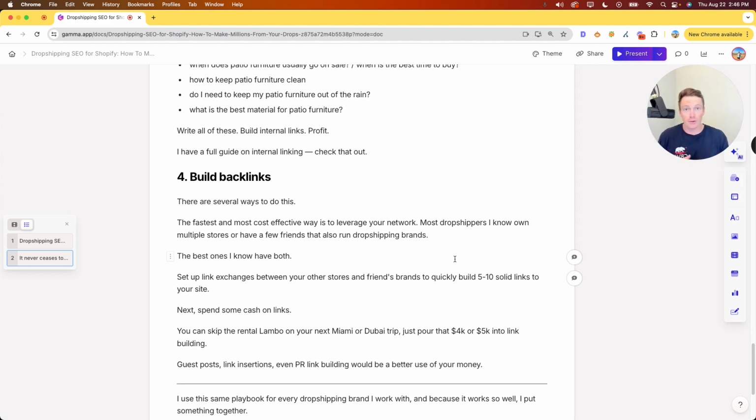Okay. After you've done that, spend some cash on links. You don't need a rental Lamborghini in Miami, Dubai, whatever. If you're going to drop $4,000 or $5,000 on a dinner or a Rolex, just pour it into backlinks and you can buy yourself 10 Rolexes down the road. All right. Guest posts, link insertions, PR link building, all are better ways to use your money to make more money, okay?